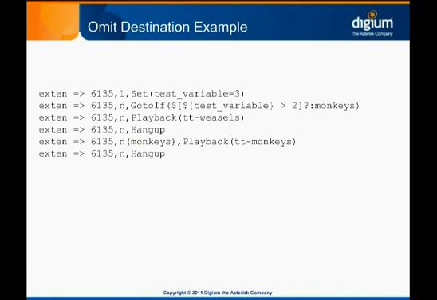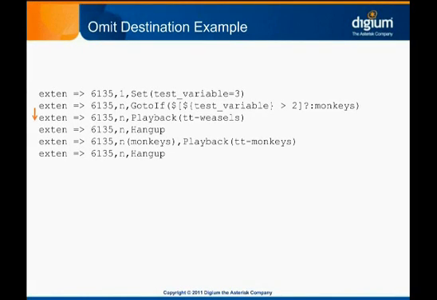It is also valid to omit one of the conditional destinations. Here we've changed the first priority to set the TEST_VARIABLE to 3 instead of 1, and we remove the priority label of weasels in the GotoIf priority. Notice that there's nothing between the question mark and the colon, meaning that we're not specifying a destination to route to if the expression evaluates to true. When there's no destination listed for an evaluation result, the call will simply move to the next priority in the Dialplan. In this case, with the value of TEST_VARIABLE set to 3, the expression is true. There's no destination specified for the true condition, so the call will move down to the next priority and tt-weasels will be played. Weasels have eaten our phone system.